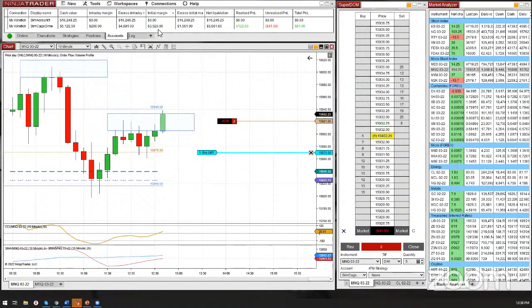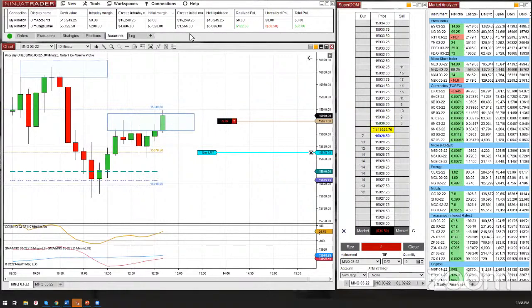My initial margin now is double, 3,520. My excess day overnight margin is 1,562, right? So I still have excess margin. I'm using, I'm sorry, 70% of my margin, which is a lot, but I'm still in good shape. I still could continue to hold this position if I wanted to at this point.